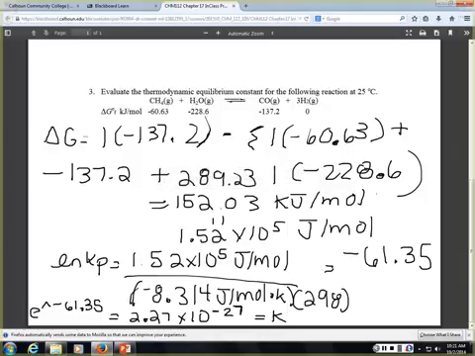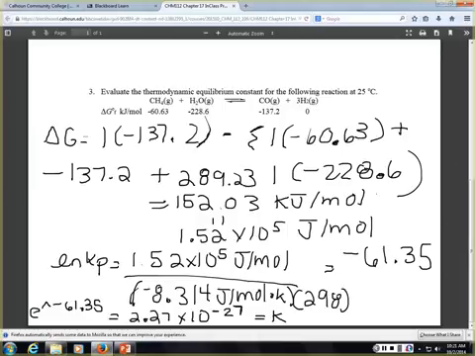So you find delta G, products minus reactants, you should get about 152 kilojoules, and you convert that to joules. And then we do the same thing as we did in number 2. We plug in our delta G over R over T in Kelvin, and we get negative 61.35, and then we just take that number to the power of our second function, natural log there. Okay, and we should get 2.27 times 10 to the negative 27 for K.